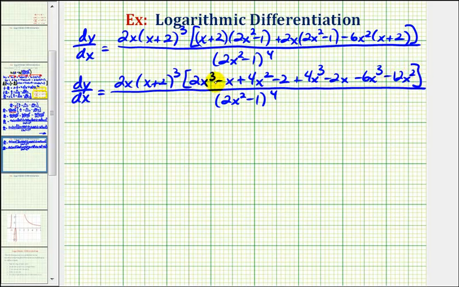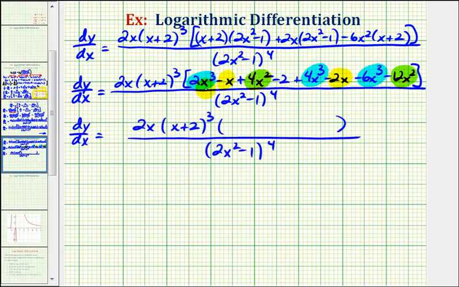And now again, for our last step, we'll go ahead and combine the like terms inside these brackets. So we have 2x to the third plus 4x to the third minus 6x to the third. That would be 0. Looking at the x squared terms, we have 4x squared minus 12x squared. That would be negative 8x squared. Looking at the x terms, we have negative 1x minus 2x. That's minus 3x. And then we have minus 2. So this would be our derivative function.